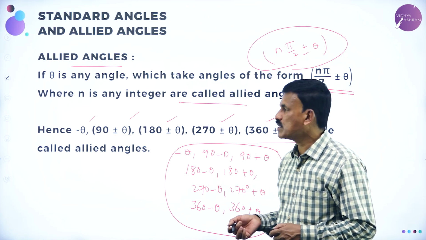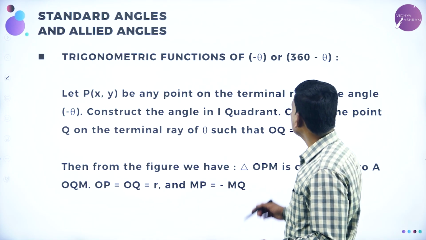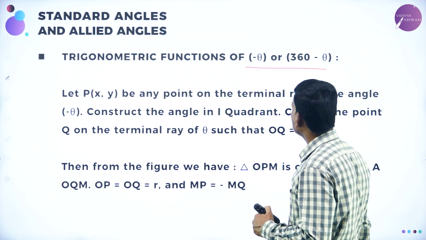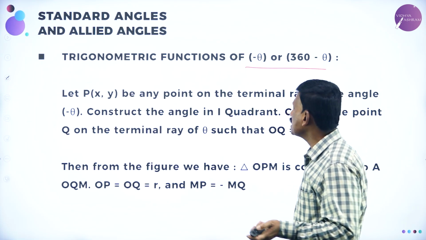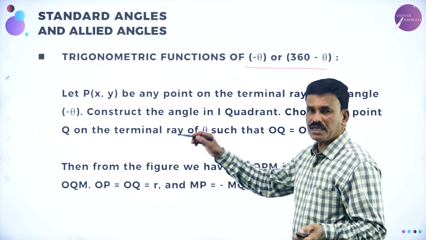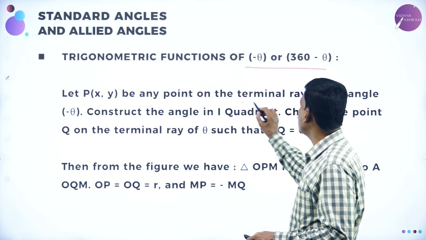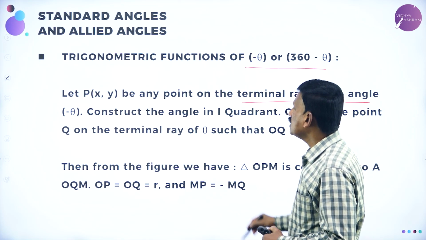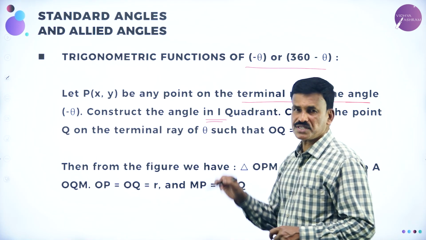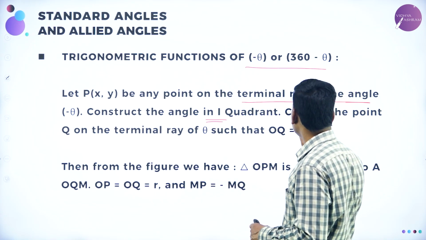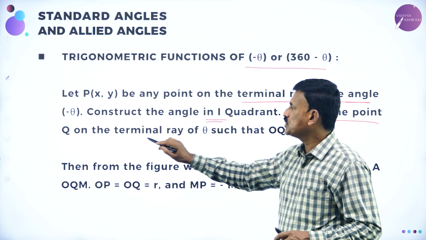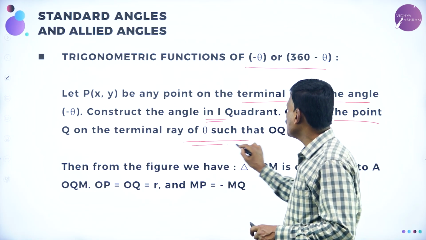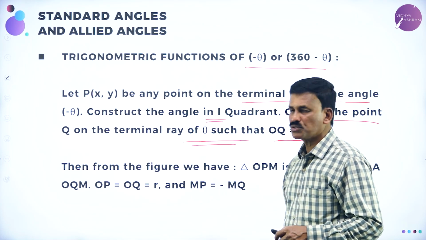Now, let us discuss one by one. Now, the trigonometrical functions of minus theta with those of theta, or 360 minus theta with those of theta. Let us consider P(x, y) be any point on the terminal ray of the angle minus theta. Now, let us construct the angle in the first quadrant. Choose the point Q on the terminal ray of theta such that OP is equal to OQ.